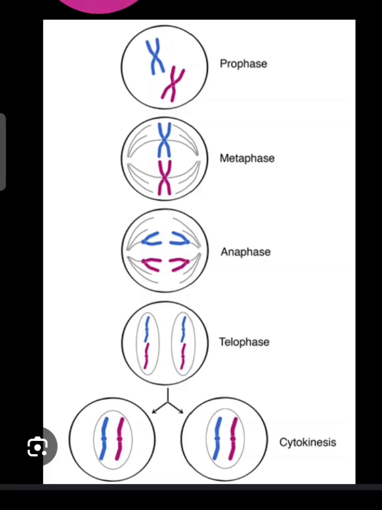So the prophase is there. In the metaphase, all the chromosomes come to the middle. There is no homologous pairing, and the chromosomes at this stage have sister chromatids. In the anaphase, the sister chromatids get separated. In the telophase, they will form two cells, but both cells have 46 chromosomes, so 2n.